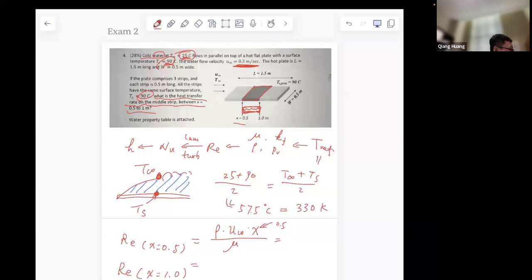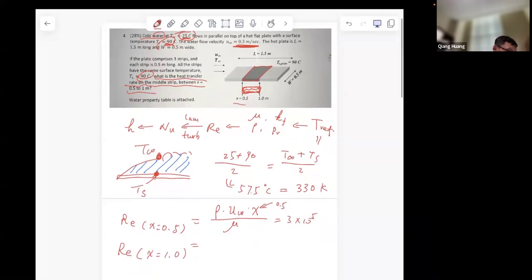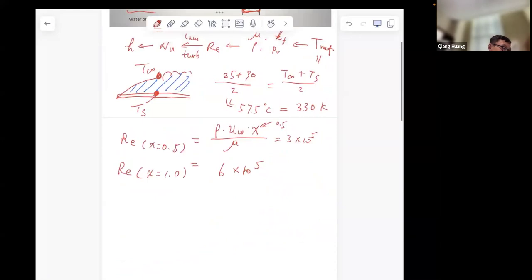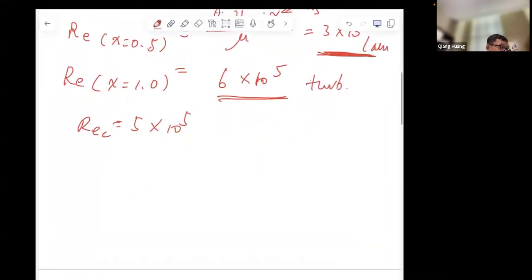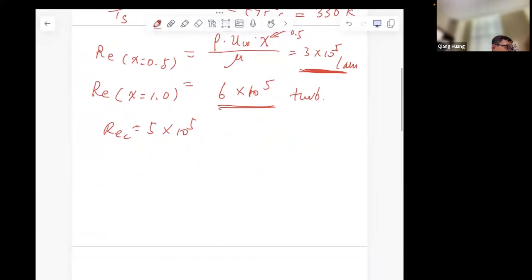And then what you have is actually 3 times 10 to the 5. And then if you put x equals 1, it is 6 times 10 to the 5. So in other words, at the beginning it is a laminar flow, at the end it is a turbulent flow. And for those of you who don't know, the critical Reynolds number criterion is 5 times 10 to the 5. So at the beginning it is less than 5 times 10 to the 5, it is laminar. At the end it's 6 times 10 to the 5, it's greater than 5 times 10 to the 5, so it is turbulent.